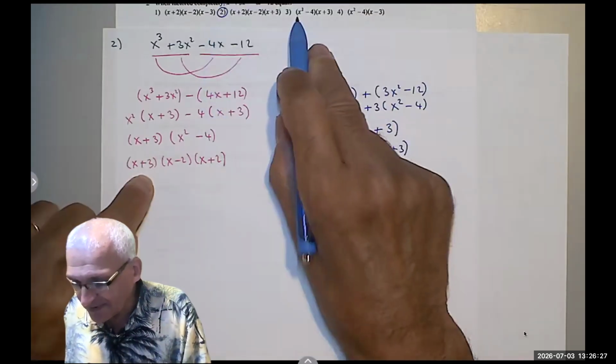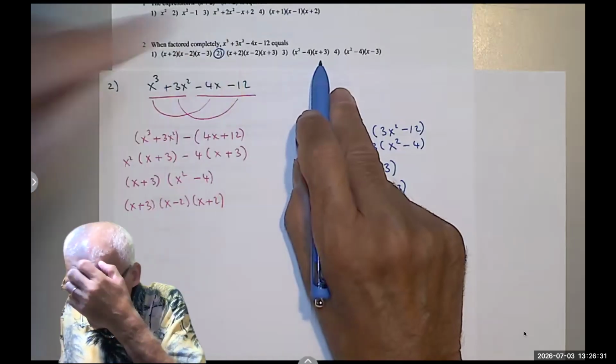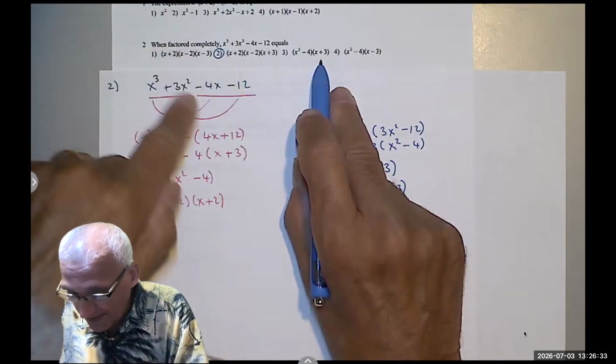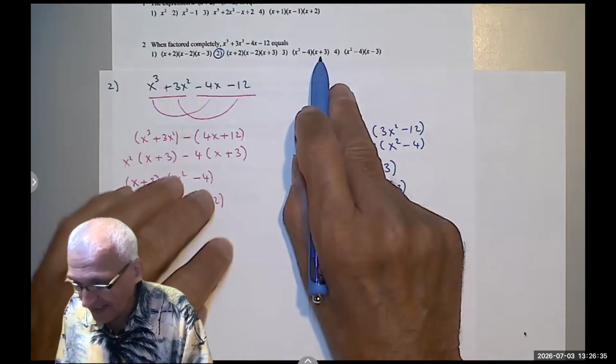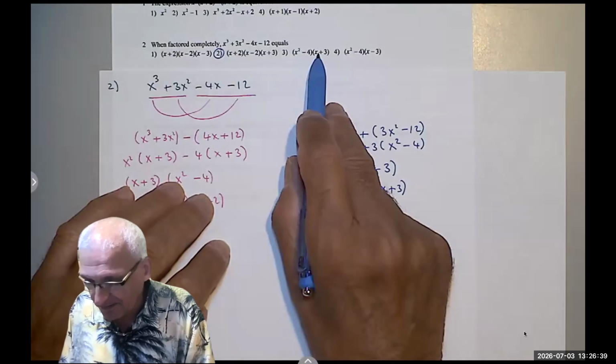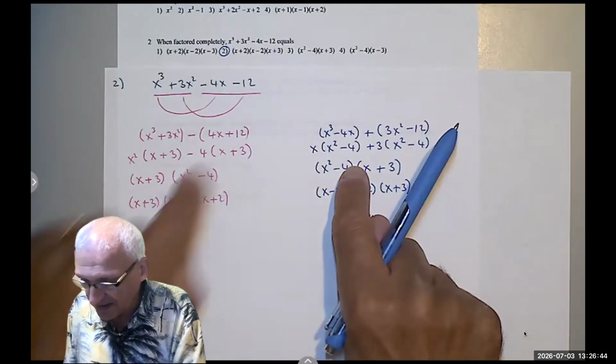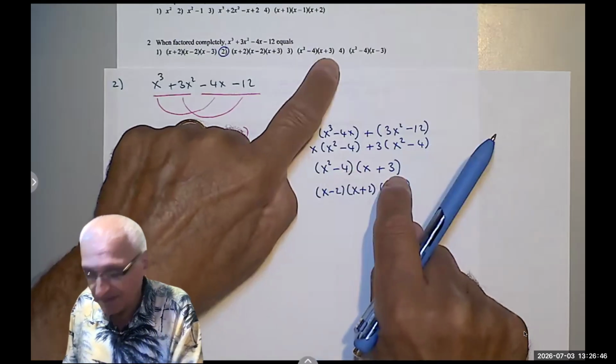The third option is correct, but it's not factored completely. Notice here they tell you to factor it completely. Or else this one would also be correct, but here you can factor the x squared minus 4. They stopped here, right? Or here. x squared minus 4 times x plus 3.